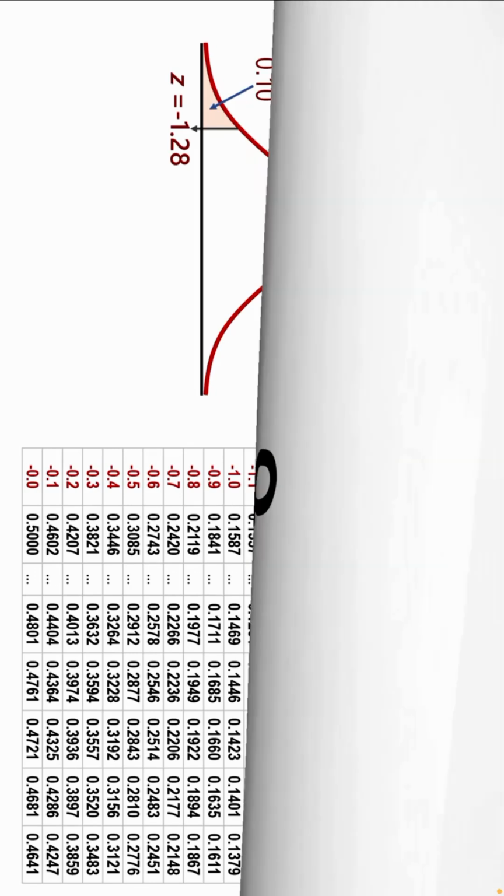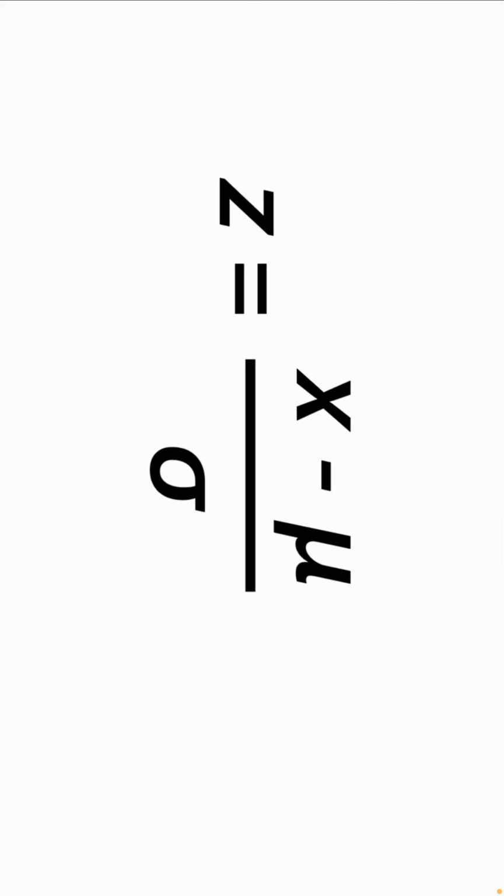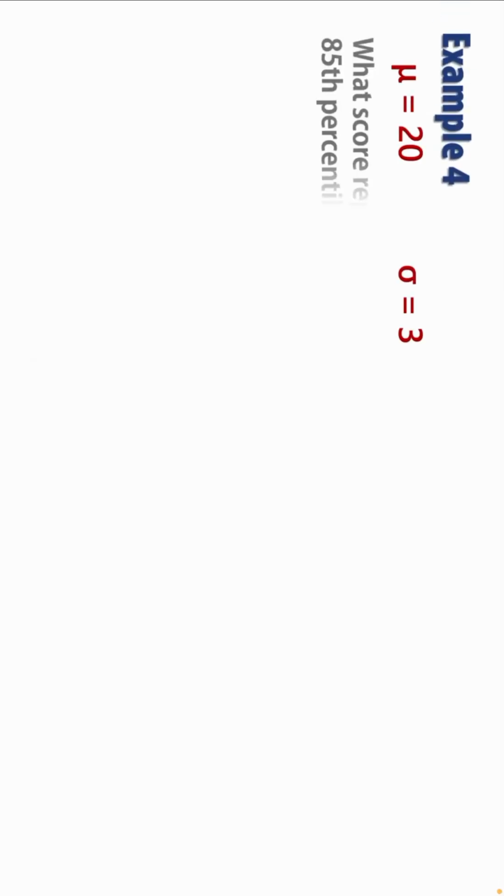Now recall the standard normal score transformation formula. To recover x, we can simply make x the subject of the formula by cross-multiplying and bringing sigma up, and then moving the mean to the left, and finally exchanging both sides. Let's see the application in the following example. Suppose we have a normal distribution with a mean of 20 and a standard deviation of 3. We want to find the score that represents the 85th percentile.